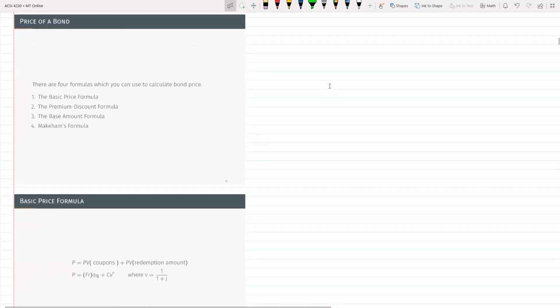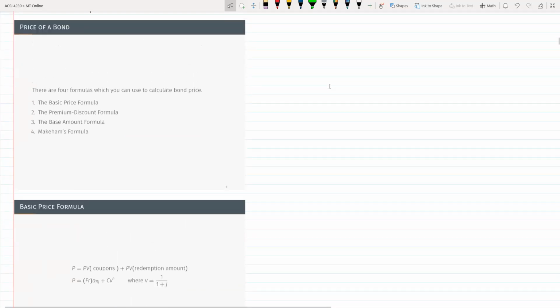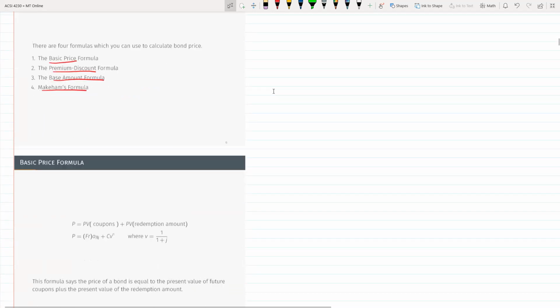Now, there are 4 formulas which you can use to calculate bond price. These are the basic price formula, premium discount formula, base amount formula, and the Makeham formula. We are going to learn each formula. Actually, all these 4 formulas are connected to each other, so starting from one formula, you can derive the other 3. We are going to learn about that as well.